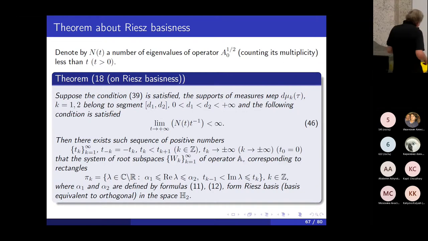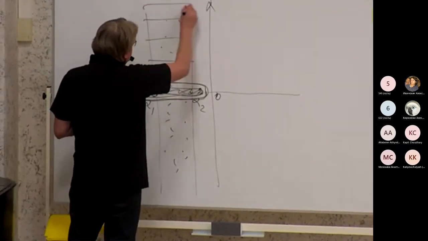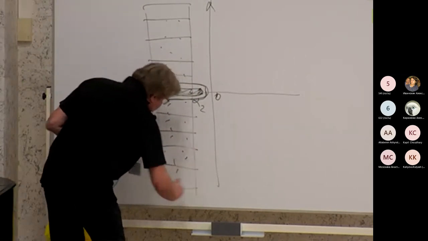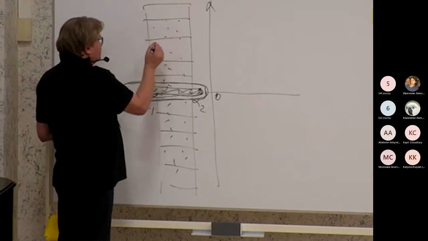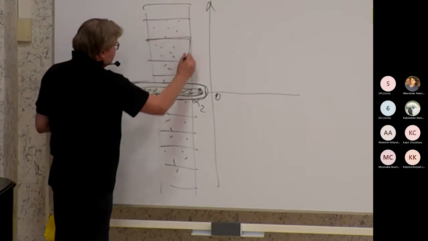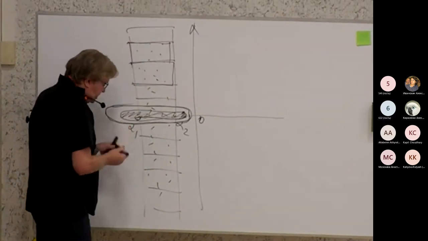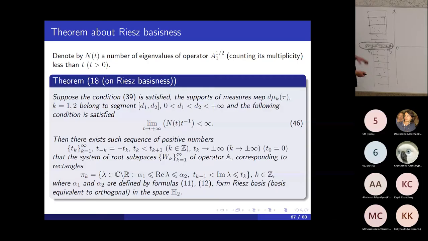Then we can divide our vertical strip in such a way into diagonals, and consider subspaces of eigenvalues lying in such domains. And so we have here this basisness of subspaces.